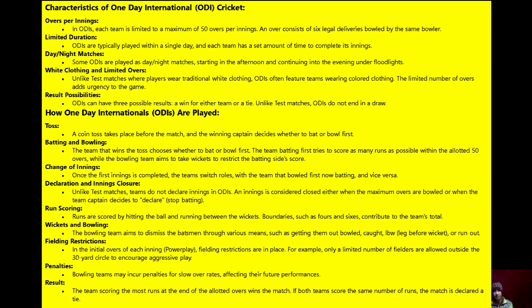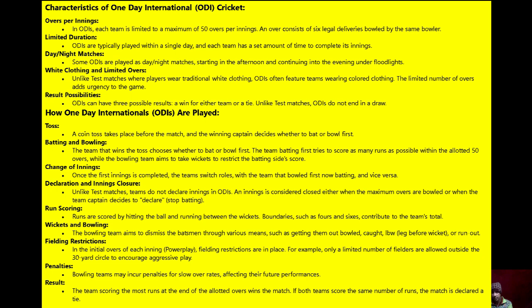So, the answer is simple. T20 cricket is the shortest and the most fast paced format of the sport, known for its high scoring and entertaining nature. T20 matches have a maximum of 20 overs per innings, making them shorter than both Test matches and One Day Internationals, ODIs. Here is an overview of T20 cricket and how it is played.